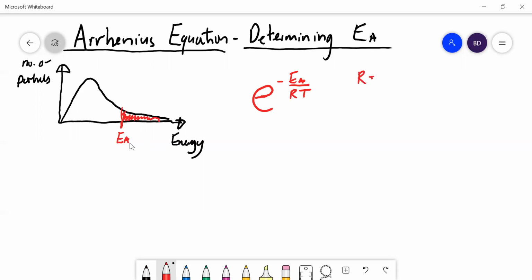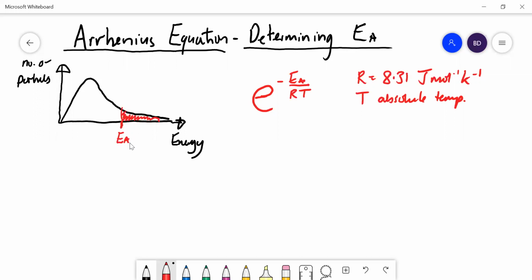T is absolute temperature. So don't forget the gas constant measures joules per mole per Kelvin, so that's going to mean that our answer at the end for activation energy is going to come out in joules, not kilojoules. T is the absolute temperature. So that's the proportion of molecules with energy greater than EA.